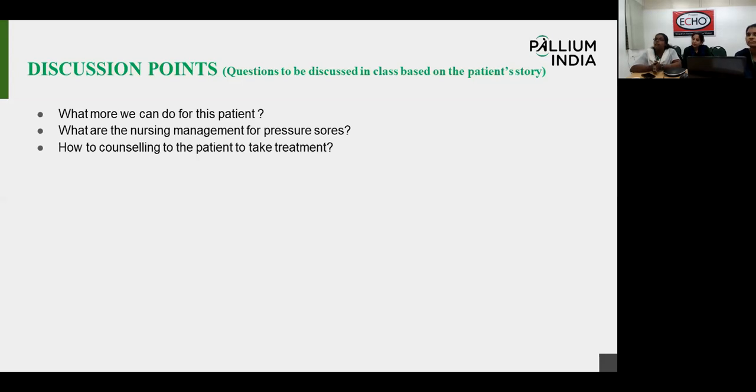Another thing is to apply moisturizing agent, and daily skin inspection is essential. While we change the position, we have to see the patient's skin. If there is any red color, maybe it is stage 1. The management of stage 1 is to prevent further pressure on that area.